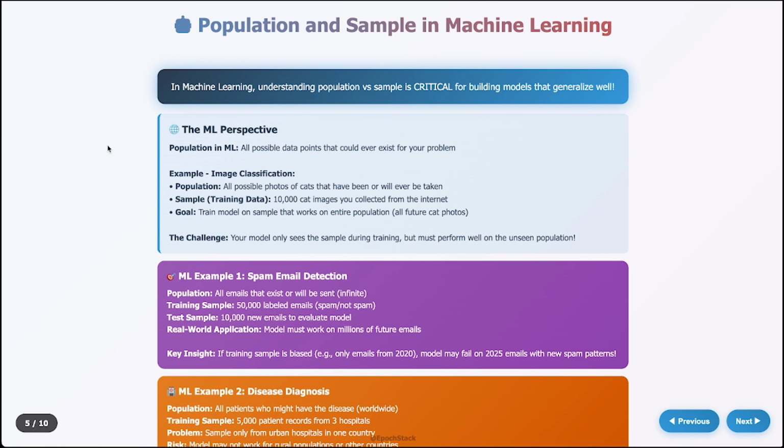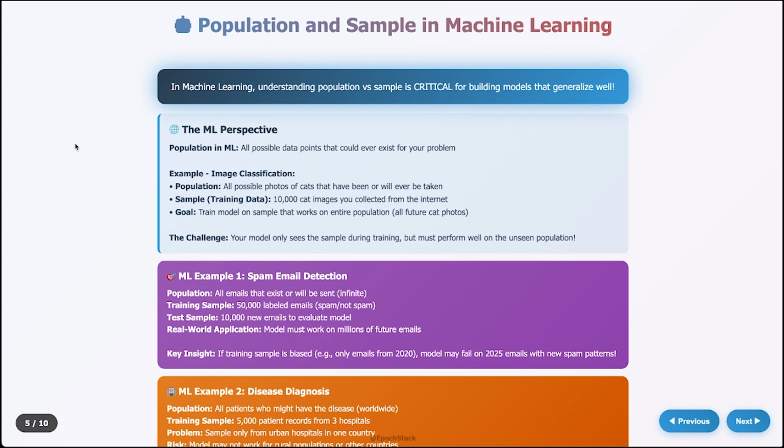So now we are going to study how population and samples are used in machine learning. This is a very important and critical part of building machine learning models that perform really well. Okay, so we will see three different examples. Let me repeat again.